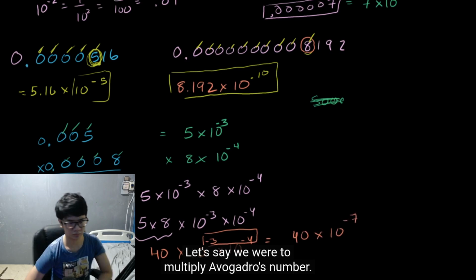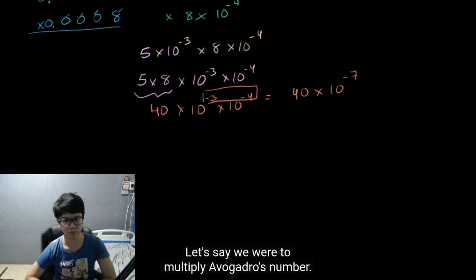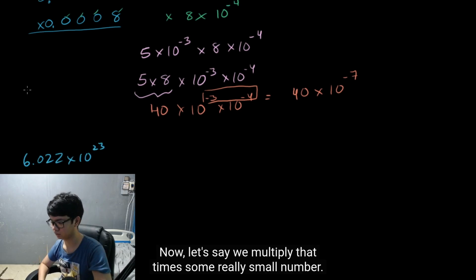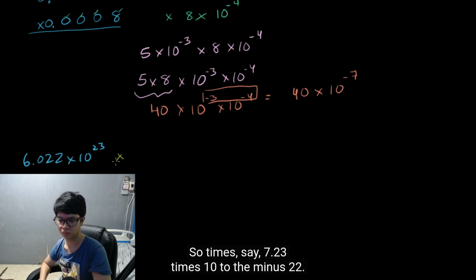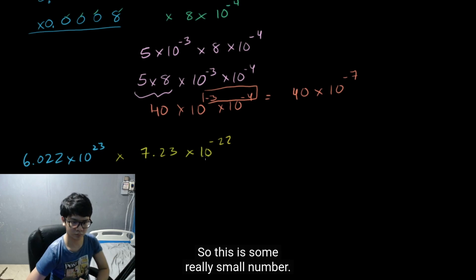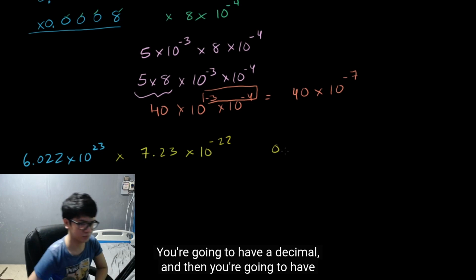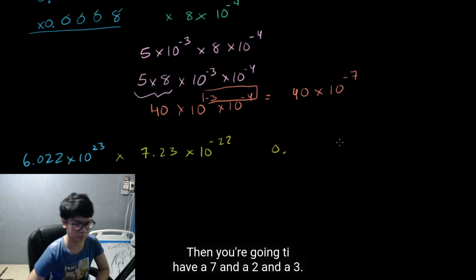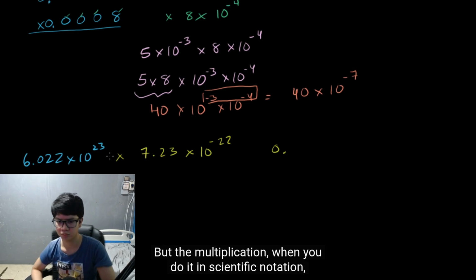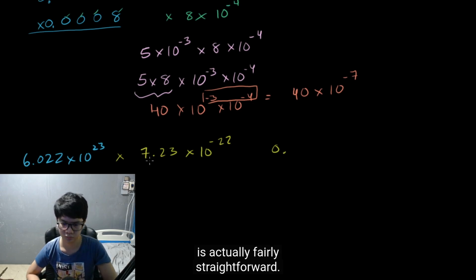Let's do another example. Let's say we were to multiply Avogadro's number, so we know that's 6.022 times 10 to the 23rd. Let's say we were to multiply that times some really small number, let's say 7.23 times 10 to the minus 22. So this is some really small number. You're going to have a decimal, and then 21 zeros, then a 7, and then a 2 and a 3. But the multiplication, when you do it in scientific notation, is actually very straightforward.